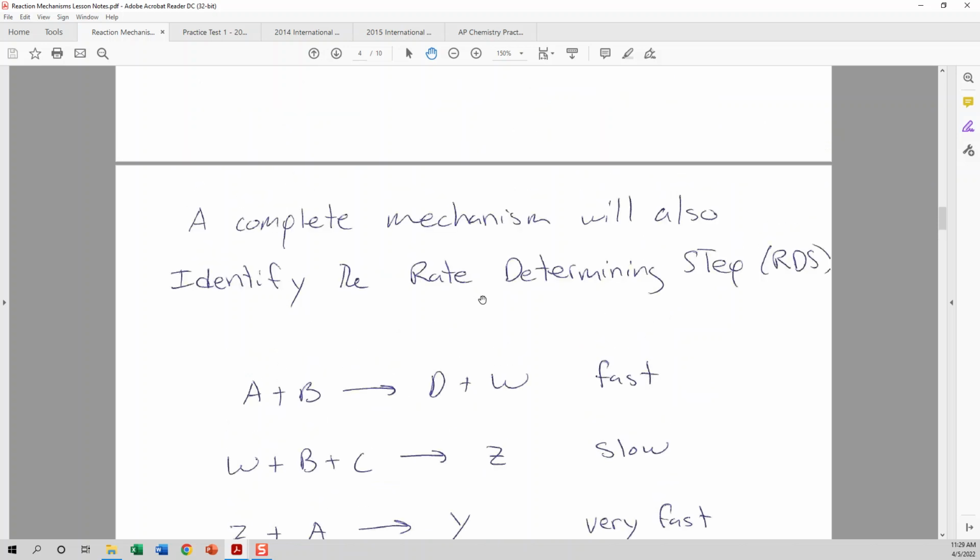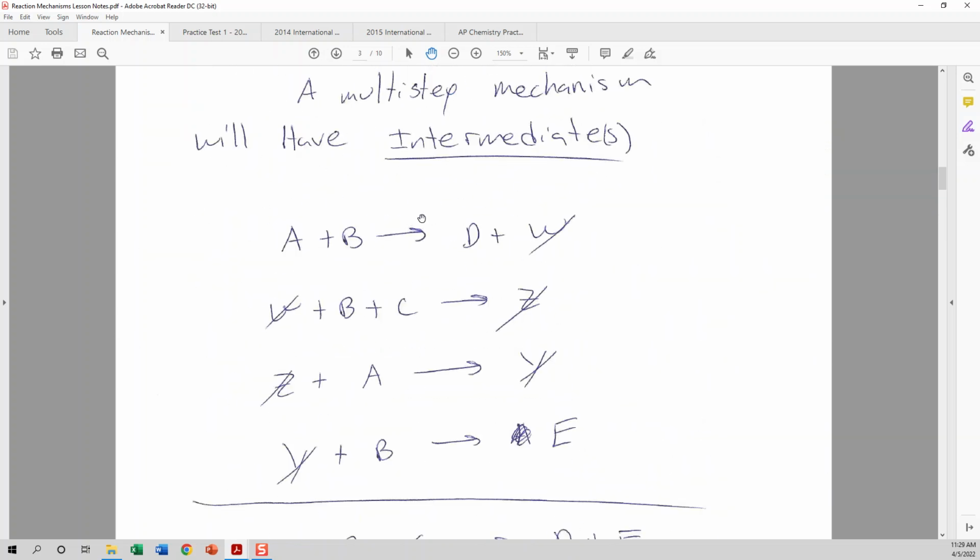So before, if this was all I was given, the different steps, well, I don't know which one is the slowest step. I might be able to predict that maybe this would be the slowest step because it has 3 particles that have to collide versus 2. And so this might happen slower. And that would be a good guess. But you don't know which step is the slowest step. Maybe this step has a very high activation energy, so it's slower than that step.